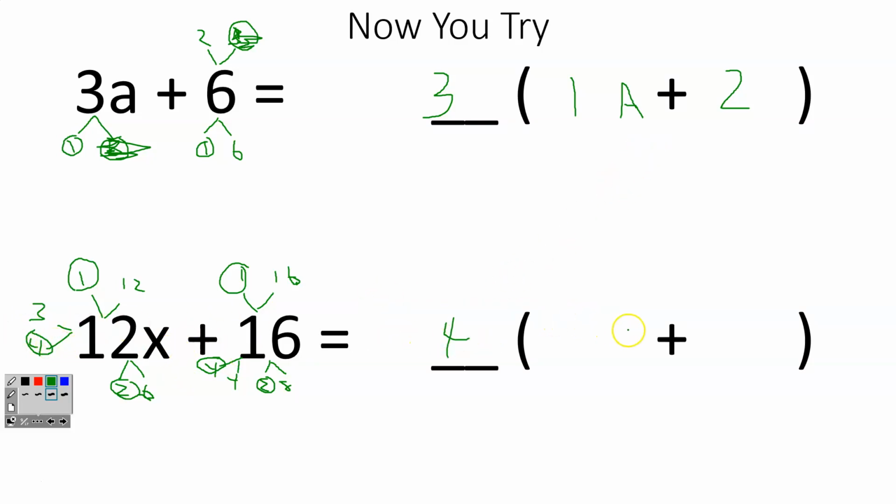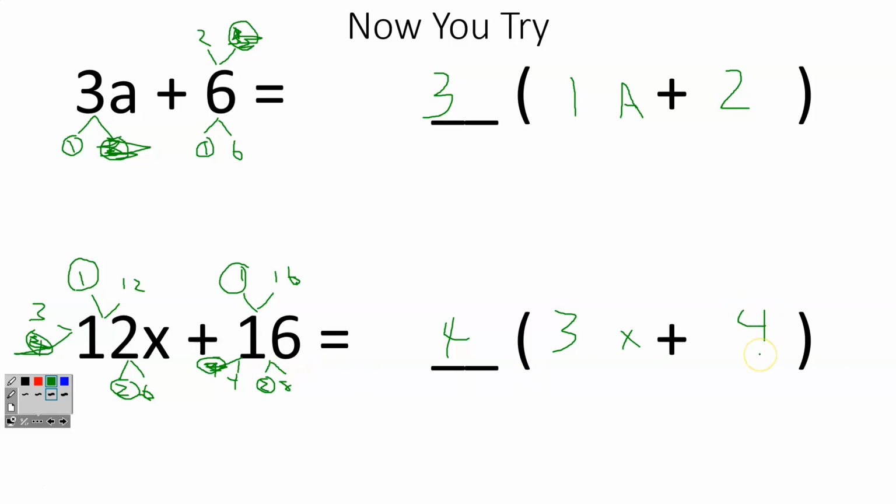So I'm going to put my variable next, right there, because it goes with the first term. If I factor a 4 out of 12, I'm left with a 3. If I factor a 4 out of 16, I'm left with a 4.